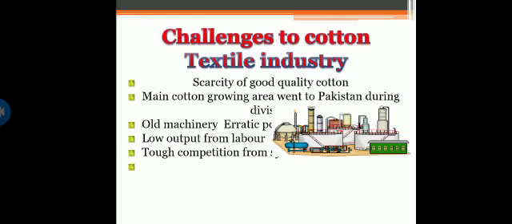So what are the challenges to the cotton textile industry? Scarcity of good quality cotton. The main cotton growing area went to Pakistan during the division of India. Old machinery, erratic power. Power keeps on fluctuating. Low output from laborers and tough competition from the different kinds of industries also.